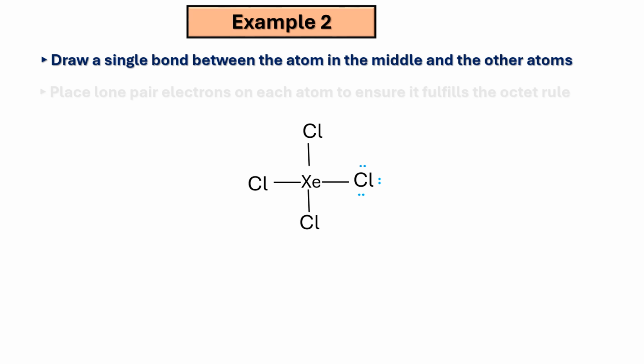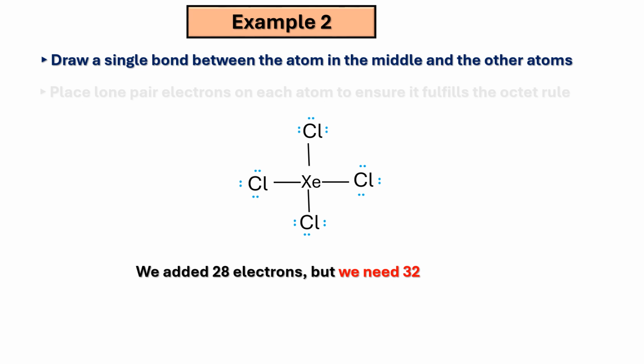Since this chlorine already had 1 bond providing 2 electrons, we add 6 more electrons. We're going to do the same thing for the rest of the chlorine. 6 electrons, 2, 4, 6. So now everybody fulfills the octet rule. They're all happy.